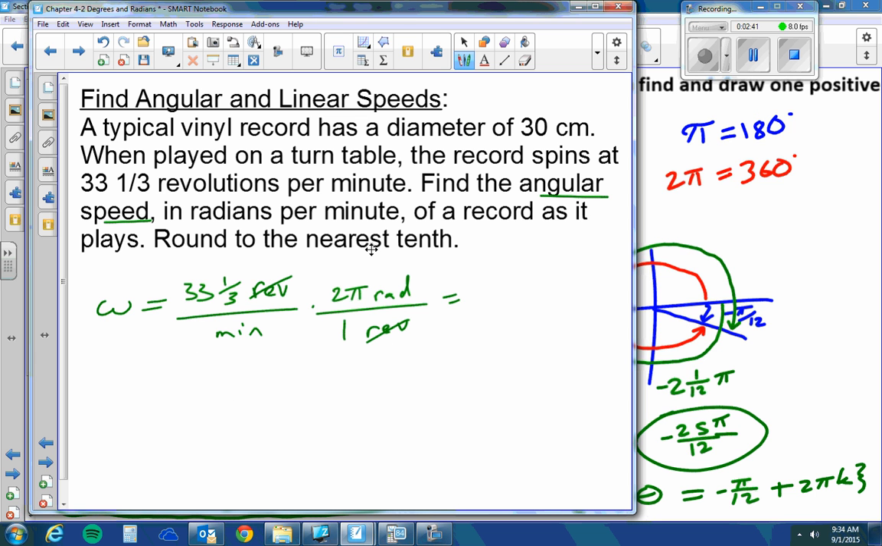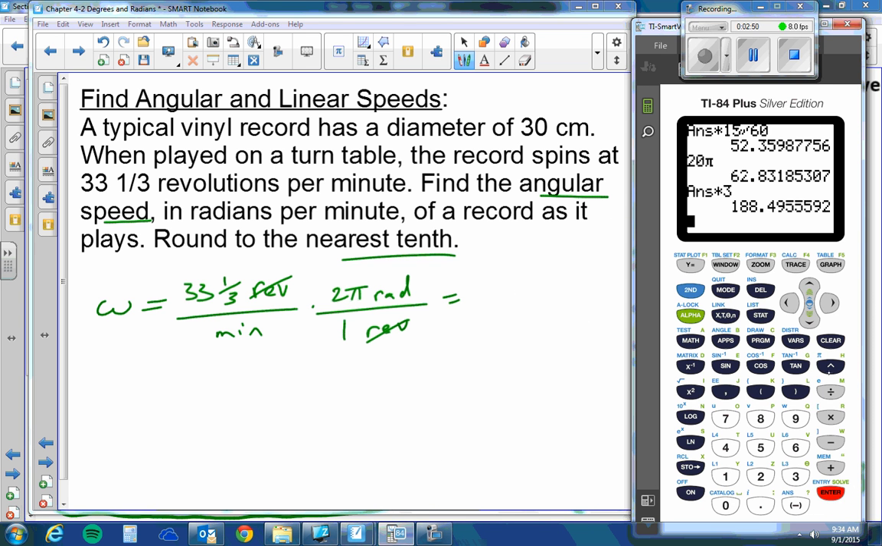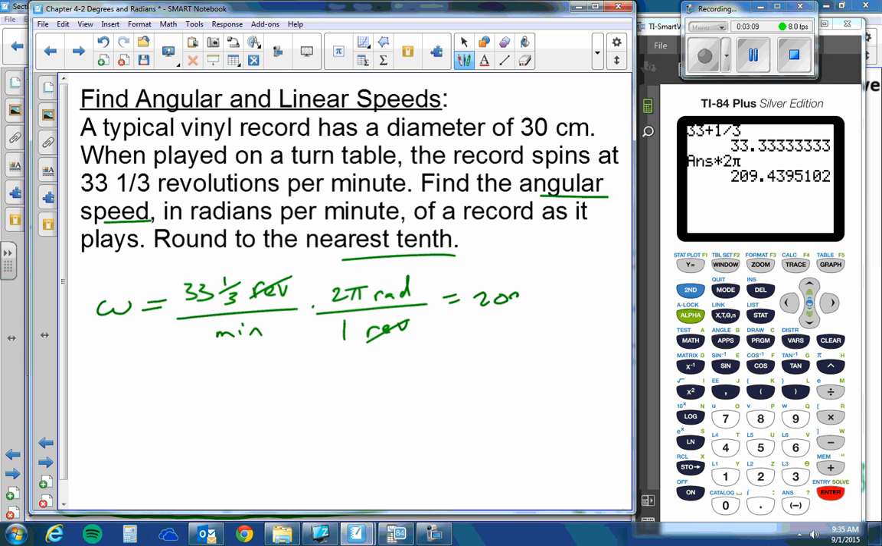I want you to go and type this in. It says round to the nearest tenth. But be careful. You're not going to use 33.3. What I want you to do is type in 33 plus a third first. Or type in 1 divided by 3 and then add 33 to it. But get that as a decimal. And then times 2 pi. Let's see. You need to avoid rounding errors. And we get 209.4 radians per minute.